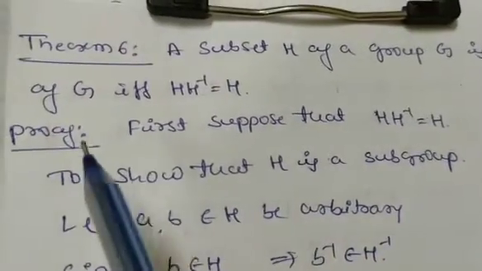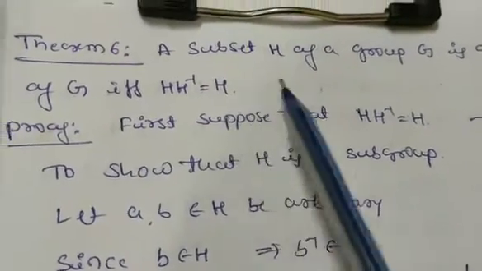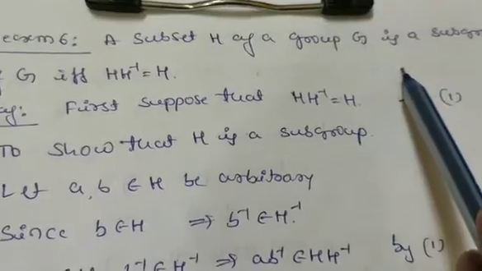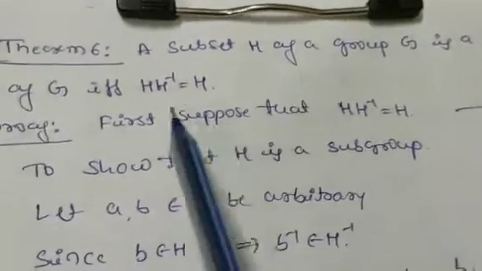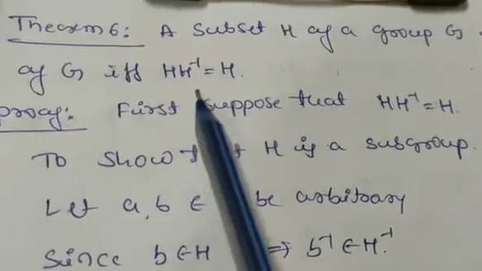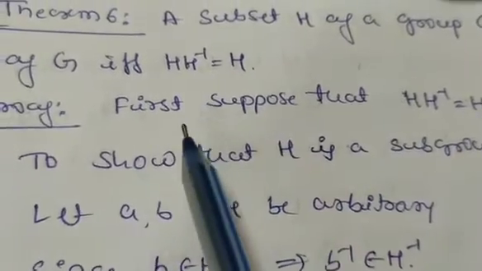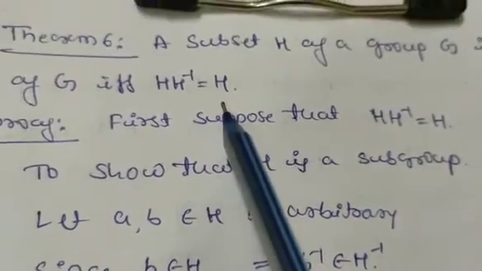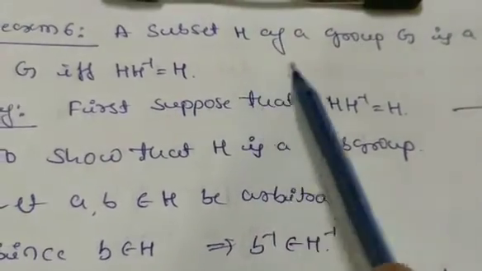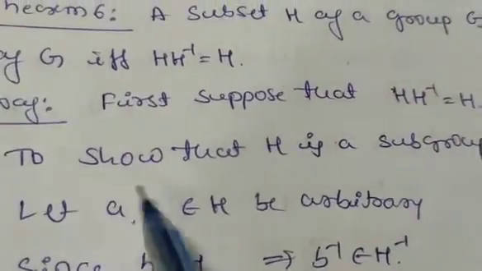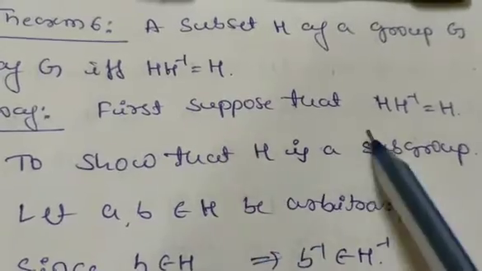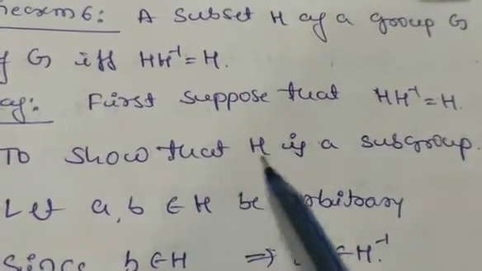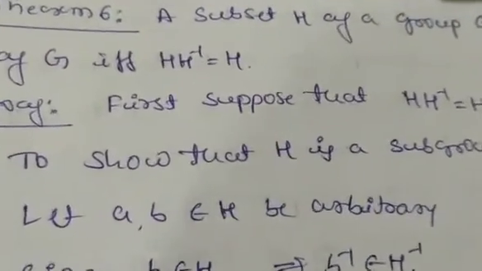Let us take one more theorem. A subset H of a group G is a subgroup of G if and only if H into H inverse is equal to H. First suppose that H into H inverse is equal to H. Next we have to prove that H is a subgroup of G. So first we assume that H into H inverse is equal to H, then we have to show that H is a subgroup of G.